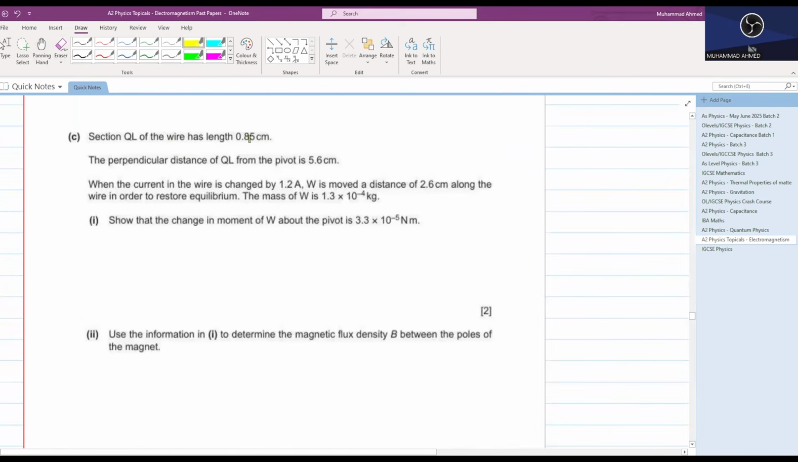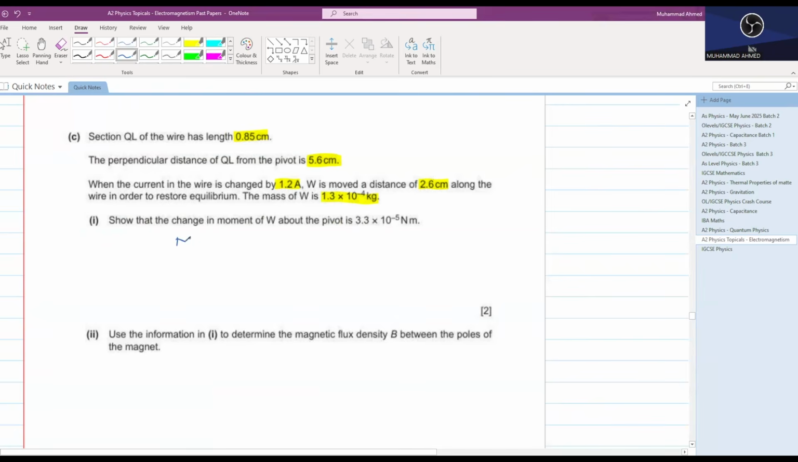Section QL of the wire has a length of this. Okay, this is the length of section QL. The perpendicular distance of QL from the pivot is this. Okay. When the current in the wire is this, W is moved through a distance of this along with the wire in order to restore equilibrium. The mass of W is this. Show that the change in moment of W is this.